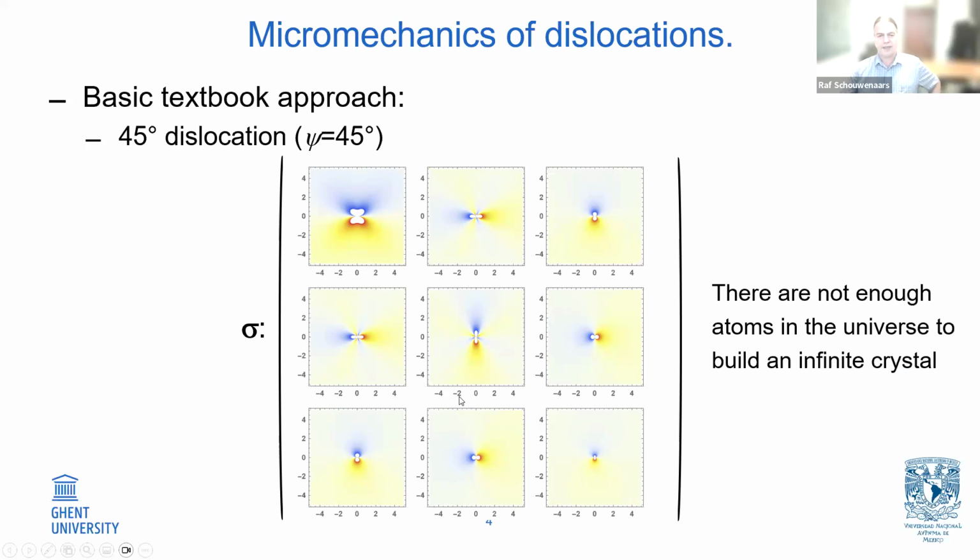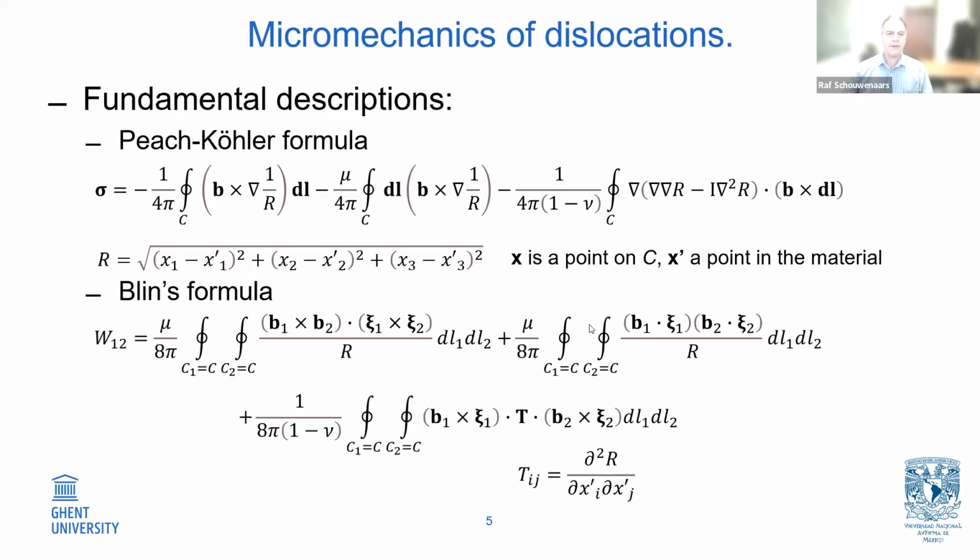But there is a problem with the concept of infinitely straight dislocations. Firstly, there are not enough atoms in the universe to build an infinite crystal. So this is just a theoretical simplification, and the real formulas look a lot more interesting. So we have the Peach-Köhler formula for the stress field of a curved dislocation, in fact, a dislocation loop, where we have to integrate over the entire loop against increments in the length of the loop. This is a very nice expression, of course.